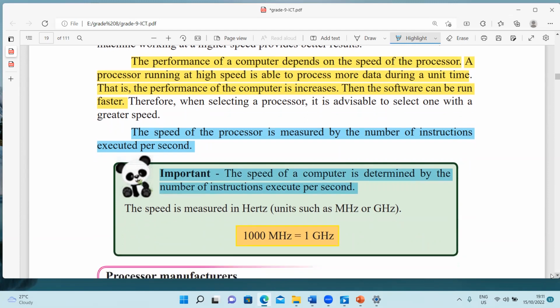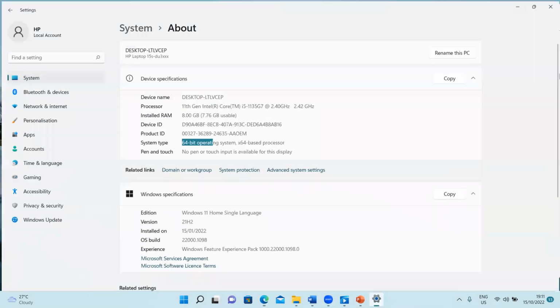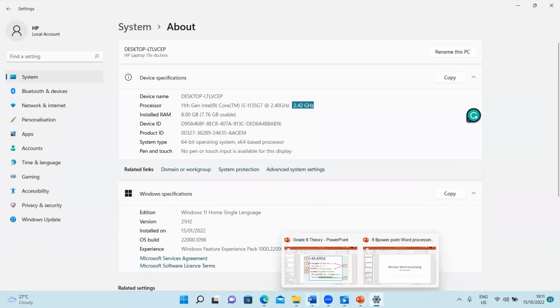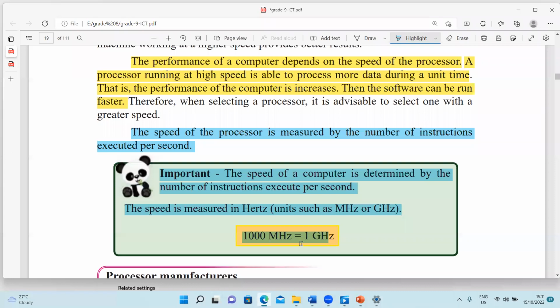Number of instructions per second, executed per second. The speed is measured in hertz units, in megahertz or gigahertz. Shall we check our processor again? My processor had 2.42 gigahertz. Here the processor should have at least 1 gigahertz.